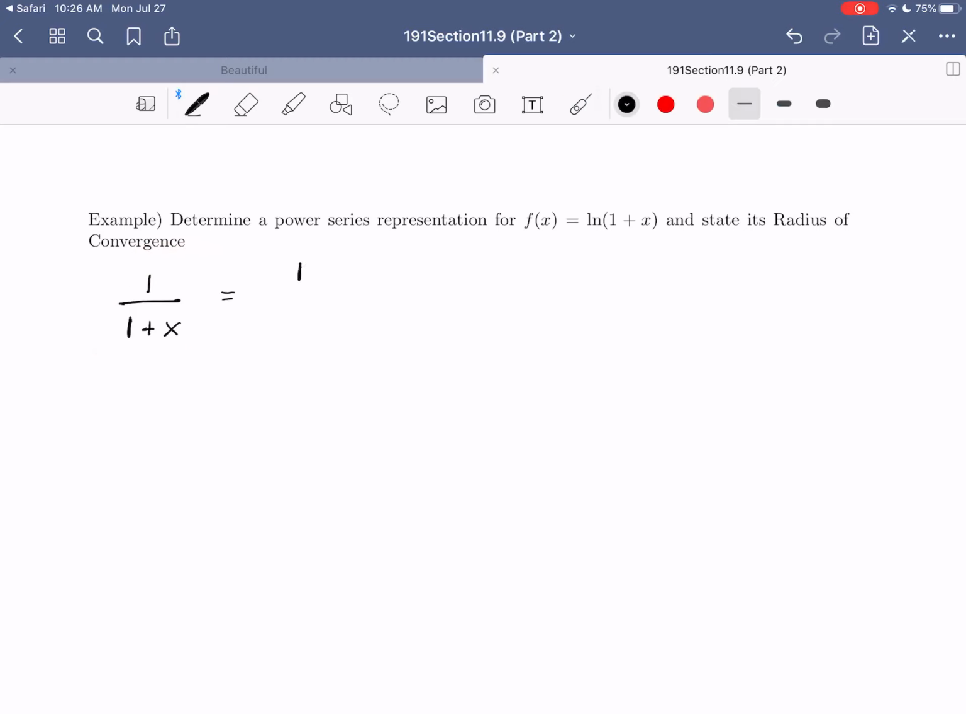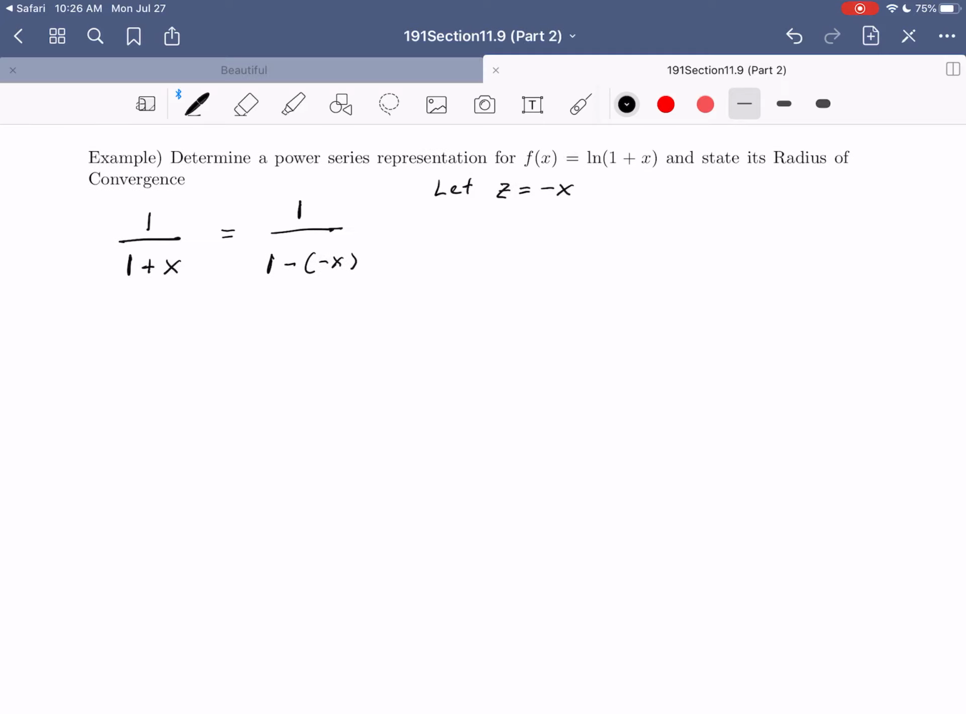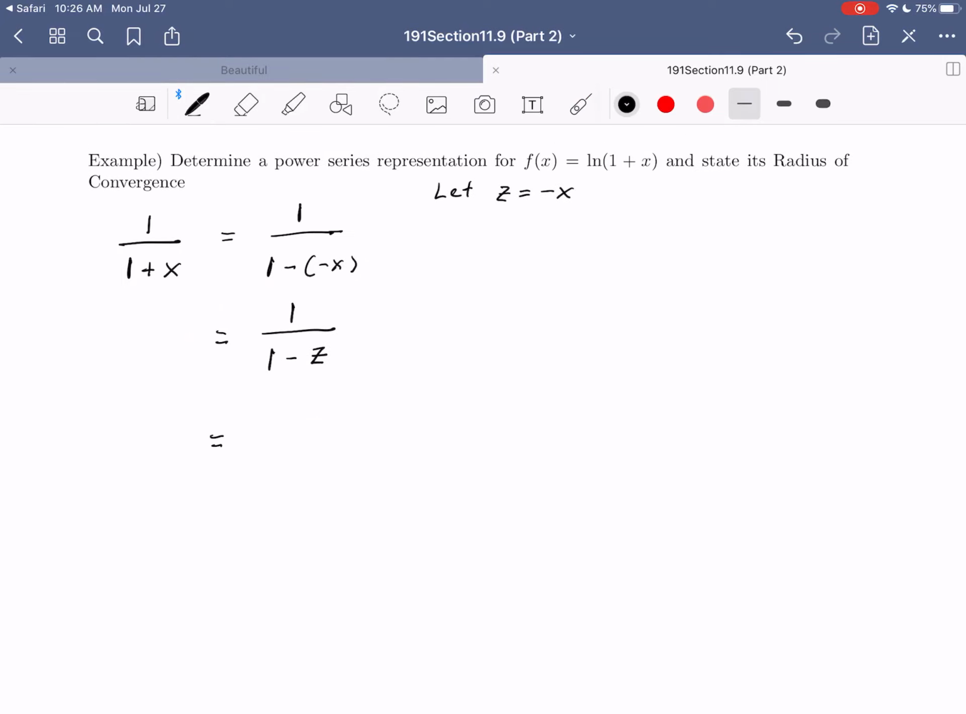We can view this as 1 over 1 minus negative x. And we can do one of our substitutions and say, let z equal negative x. So we can then replace this and say that this is 1 over 1 minus z. At this moment, we have an established series for that. So let's replace them. That is equal to the sum n equals 0 to infinity of z^n. And of course, the moment you put in that series, you also have to include where this makes sense, which is its radius of convergence, absolute value of z less than 1.